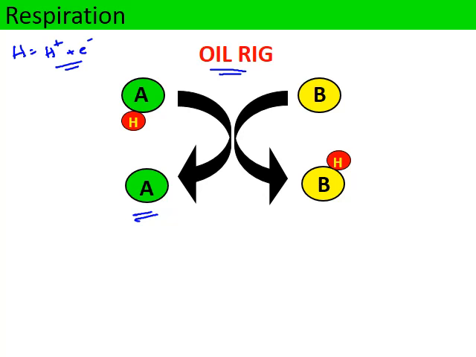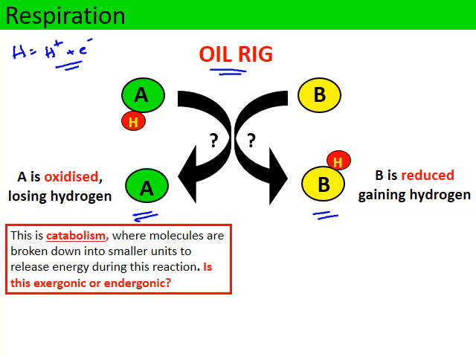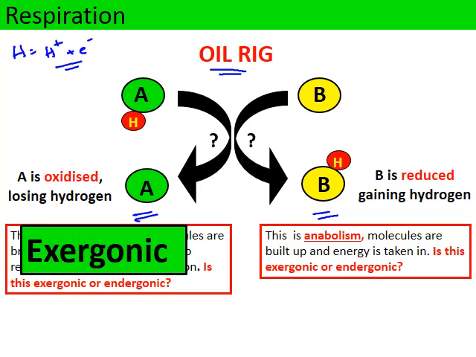We can see B gains hydrogen, so that becomes reduced, and we call this a redox reaction. So A is oxidized because it loses hydrogen, B is reduced because it gains hydrogen. Now on the left hand side we can normally see oxidation is a catabolic reaction. Is that likely to be exergonic or endergonic? Well, we know catabolic reactions, where we have simpler products compared to the starting substrate, are exergonic. So in this case oxidation is likely to release some energy.